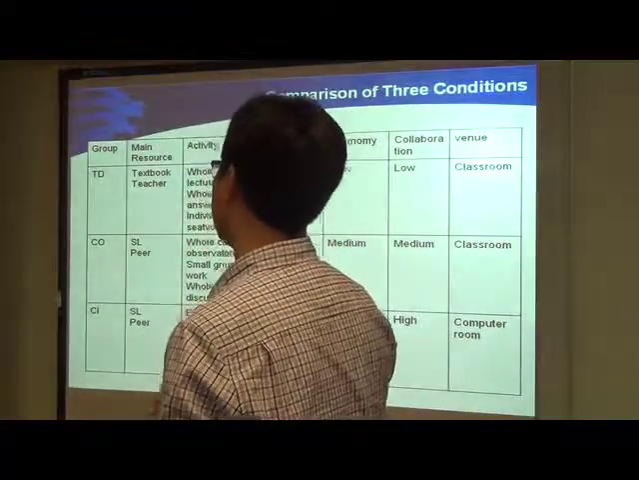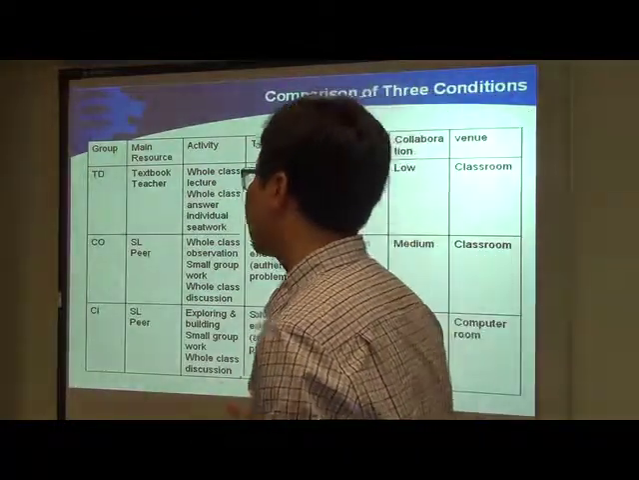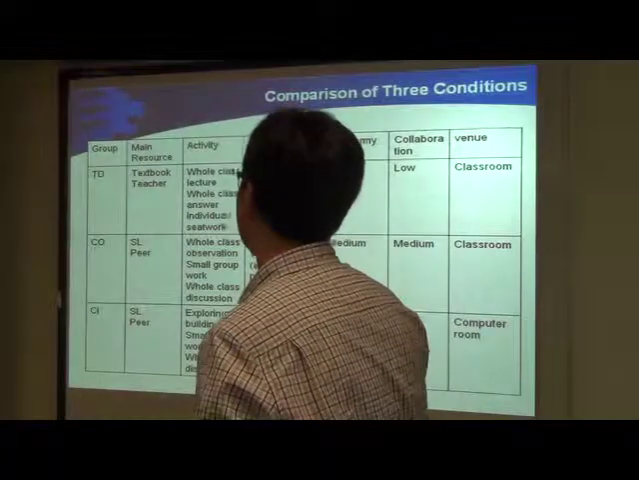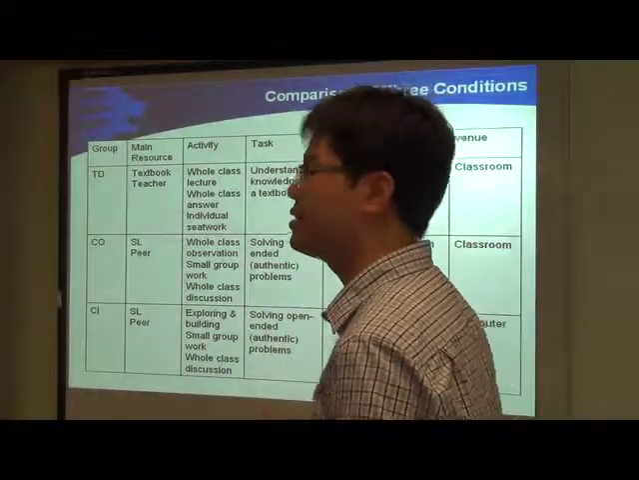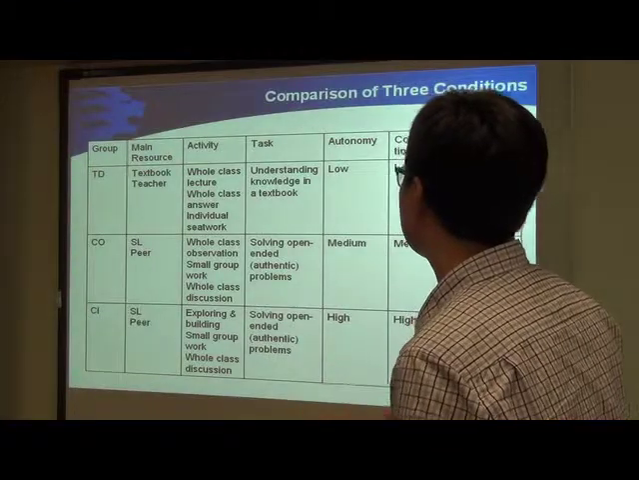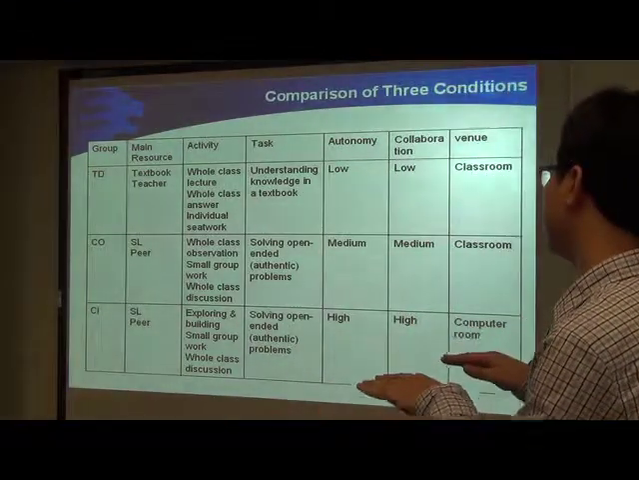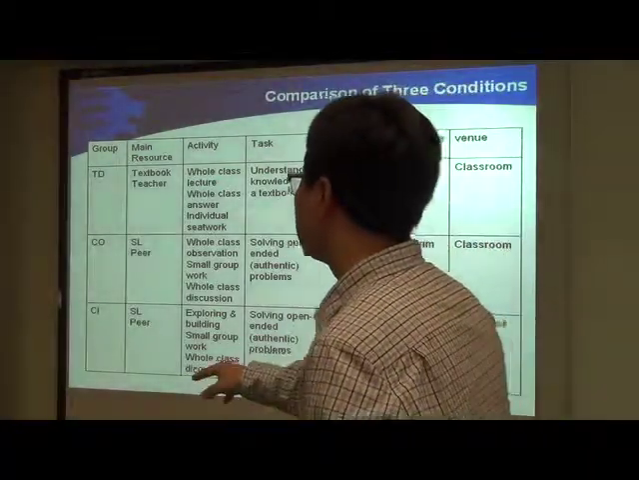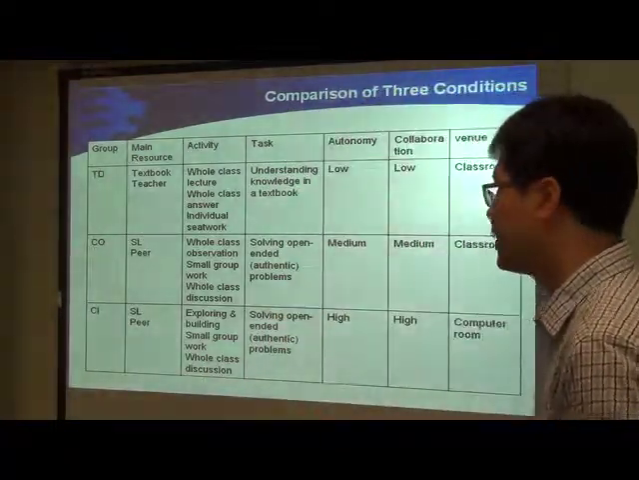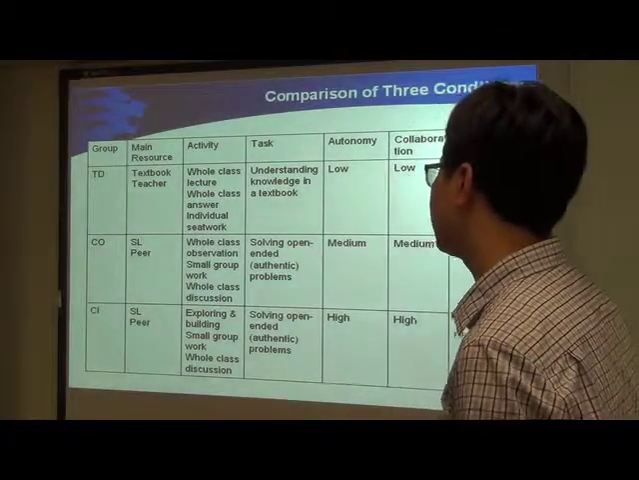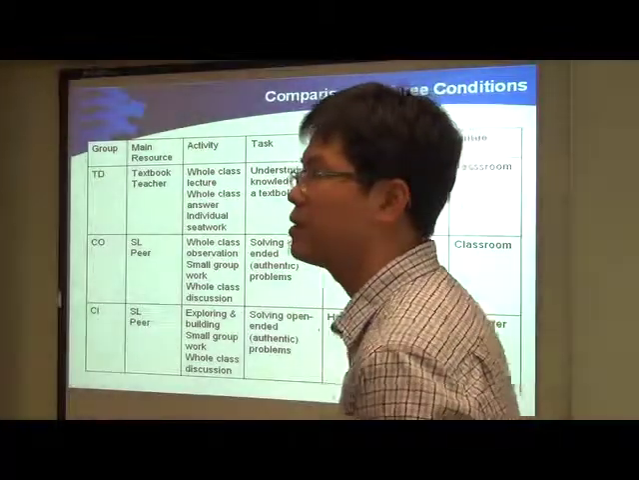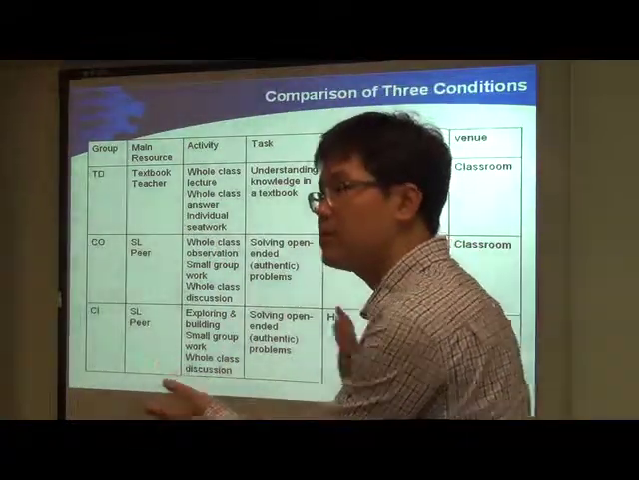In CO, the collaborative observation condition, the main resource is Second Life and peers, and maybe the teacher is also a main resource. And activities are whole class observation, small group work, and whole class discussion. And the task is open-ended problem solving, and autonomy and collaboration levels are medium. And the venue is a classroom. The last condition, the main resources are Second Life and peers, and activities are exploring and building, small group work and whole class discussion, and open-ended problem solving, and high autonomy and collaboration level, and the venue is a computer room. So it's the overview of 3 conditions.